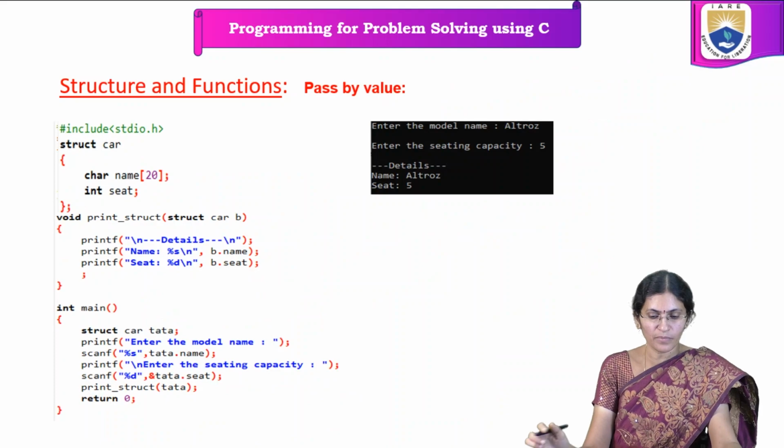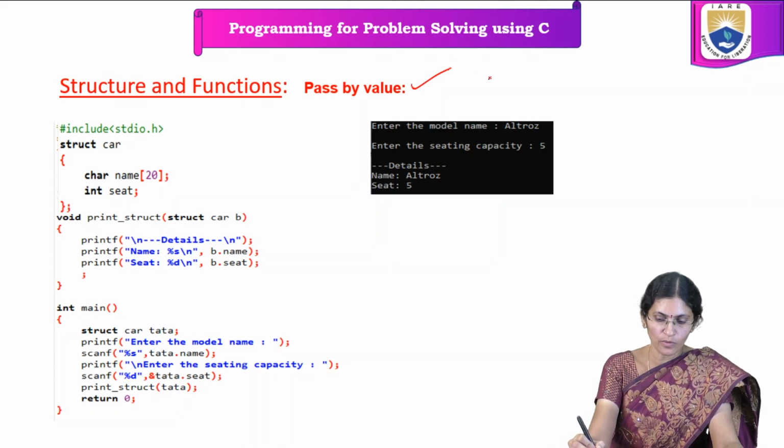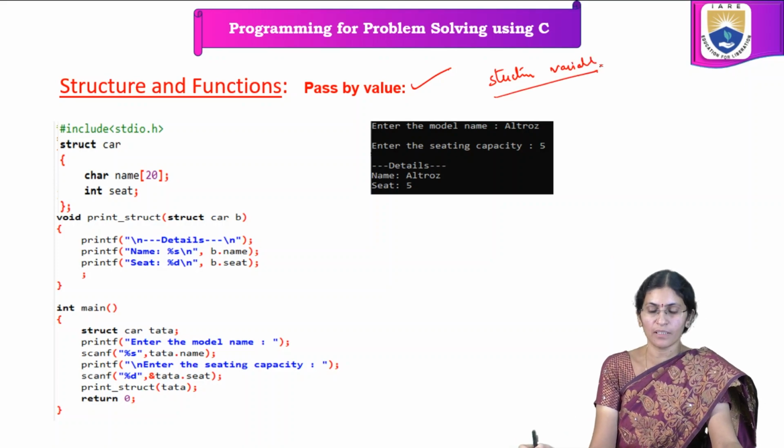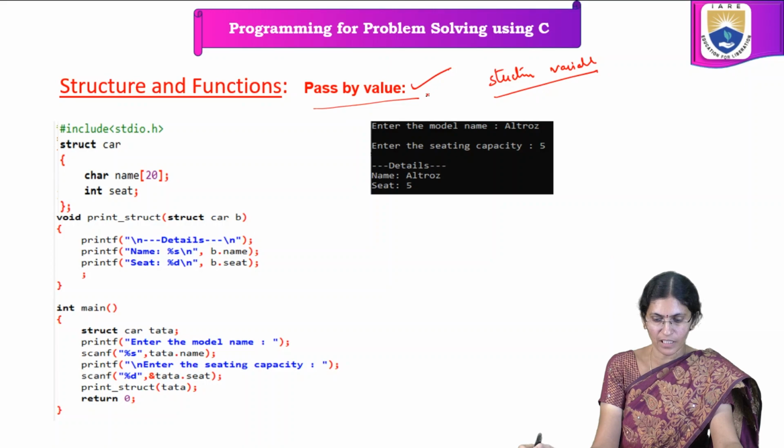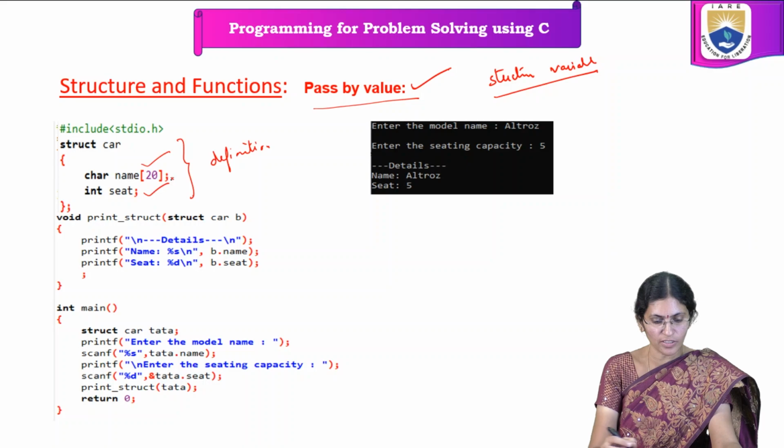Next is one more example we'll see for the pass by value method. In the pass by value method, we can pass the whole structure variable. Here is an example, the same example we'll take. This is the structure definition, and in it we have two members. The first one is an array of characters, and the next one is seat, which is an integer type.